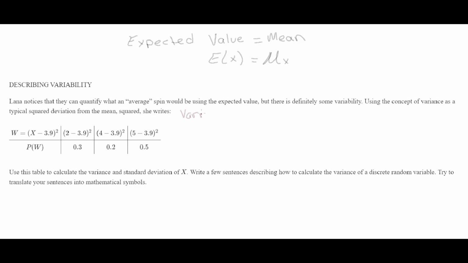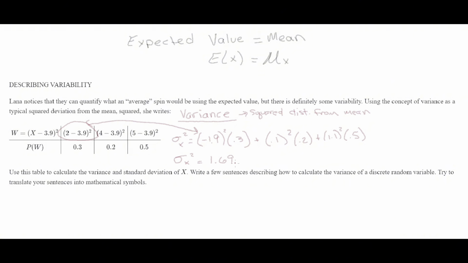So in order to find our variance, we have to go ahead and find the distance from the mean. So for 0.3, the distance from the mean is, well, you got to have a value of 2, and then the mean is 3.9, so that's negative 1.9. We square that and we times it by the probability of getting that value. We do that for 2, 4, and 5, and then we add up all those values. We end up getting 1.69. So we square root that to get the standard deviation, which is 1.3.